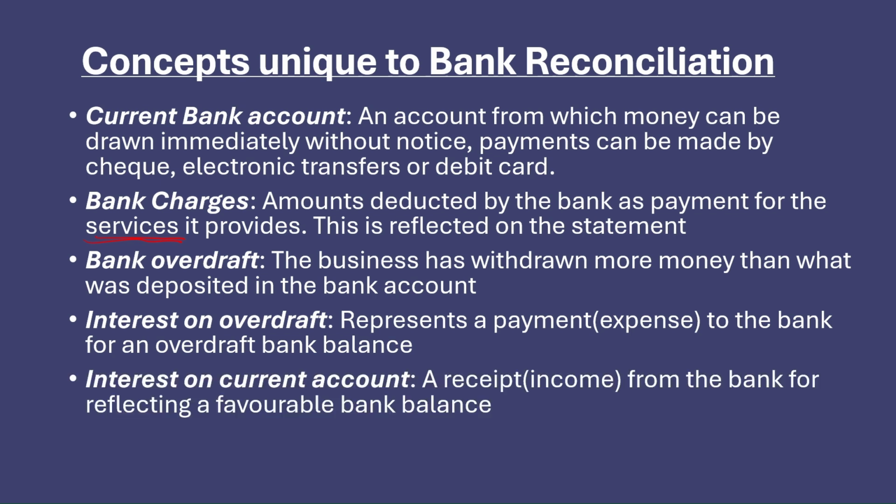Then now we have interest on current account. So this one is a receipt or an income from the bank for reflecting a favorable bank balance. This one is just the interest that you get for just having money in your account. Remember, I said that sometimes banks literally just say that, okay, since you're using our bank account, we're gonna give you 5% interest each and every year. Then that is when that interest on current account comes in place, right?